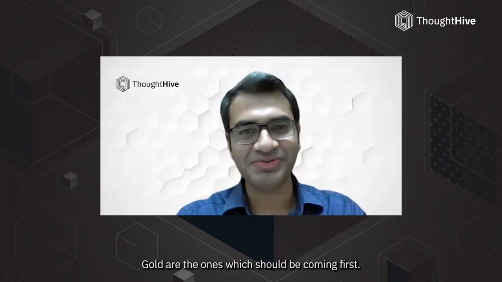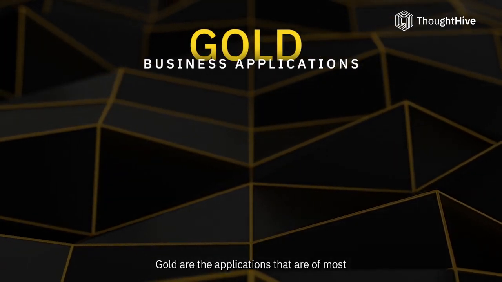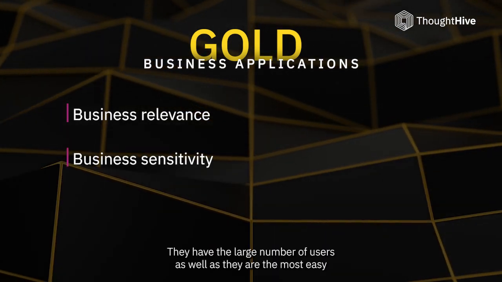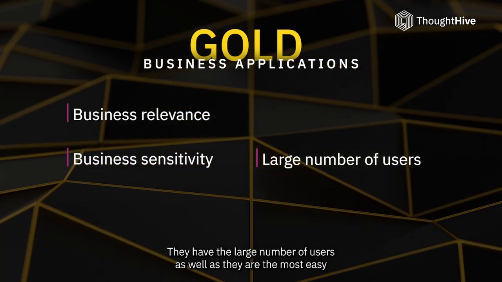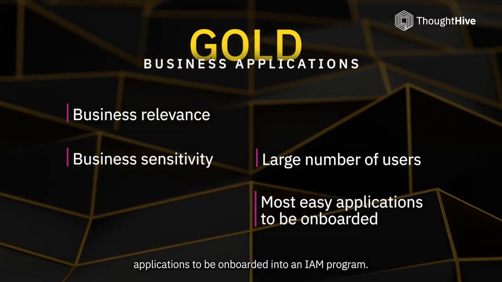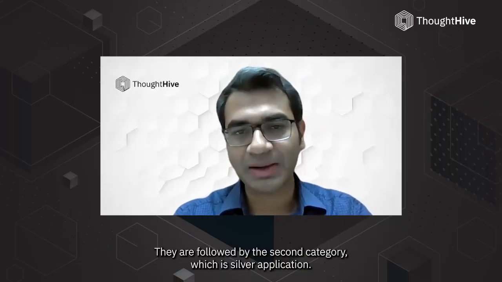Gold are the ones which should be coming first. Gold are the applications that are of most business relevance, that have the most business sensitivity. They have a large number of users, as well as they are the easiest applications to be onboarded into an IAM program. They are followed by the second category, which is silver applications.